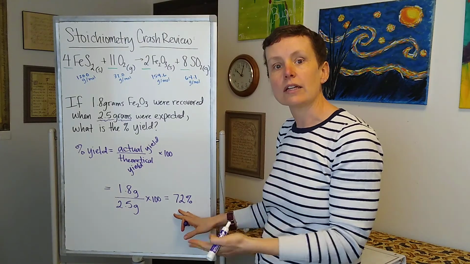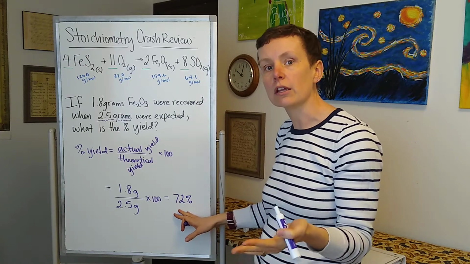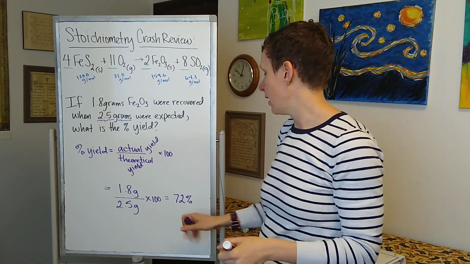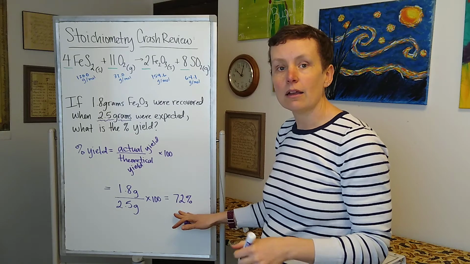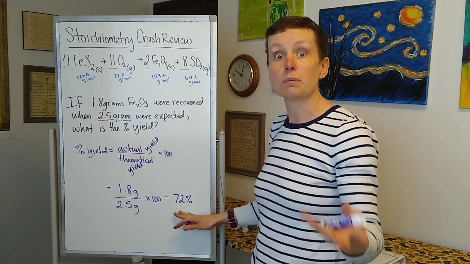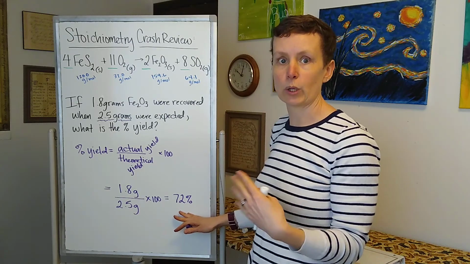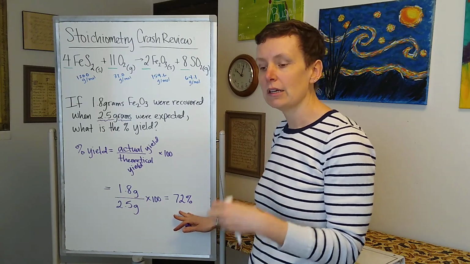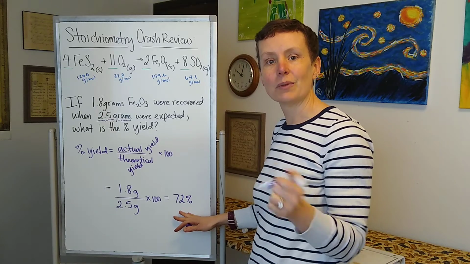This is something that a lot of industries do to figure out how efficiently they're creating their products. Or in a laboratory setting, how good was your experimental procedure? Did you follow things? Did you spill something? Those are kind of places to point out errors. The bigger your percent yield, the fewer errors you probably had, okay?